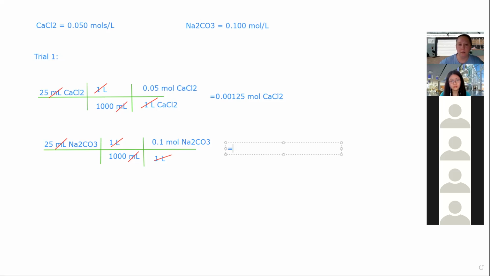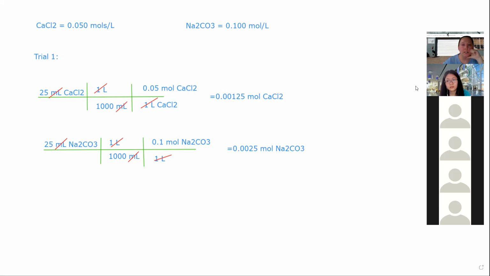So that is going to be 25 divided by 1000 times 0.1. That is going to be 0.0025 moles of Na2CO3. All right, so because in the chemical equation that we saw before, these guys are in a 1-to-1 molar ratio with each other.